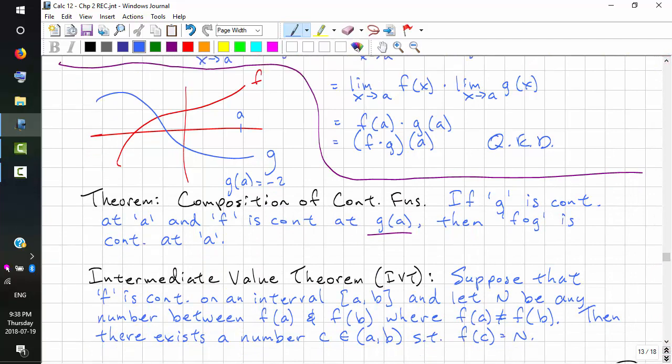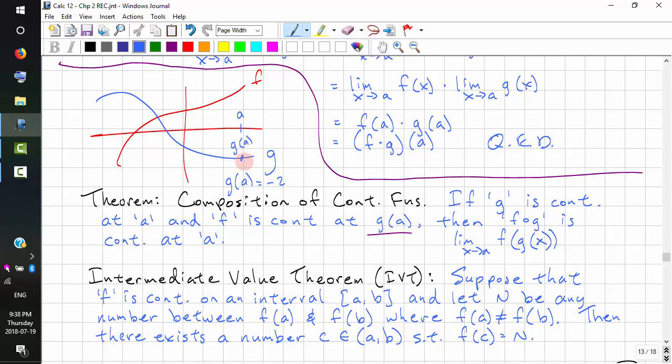Okay, here's a harder theorem, composition of continuous functions. If g is continuous at a and f is continuous at g of a, then f of g is continuous at a. We're doing f of g of x. Okay, so we have to do limit x approaches a. So we're substituting an a inside here. So we're looking at g of a.